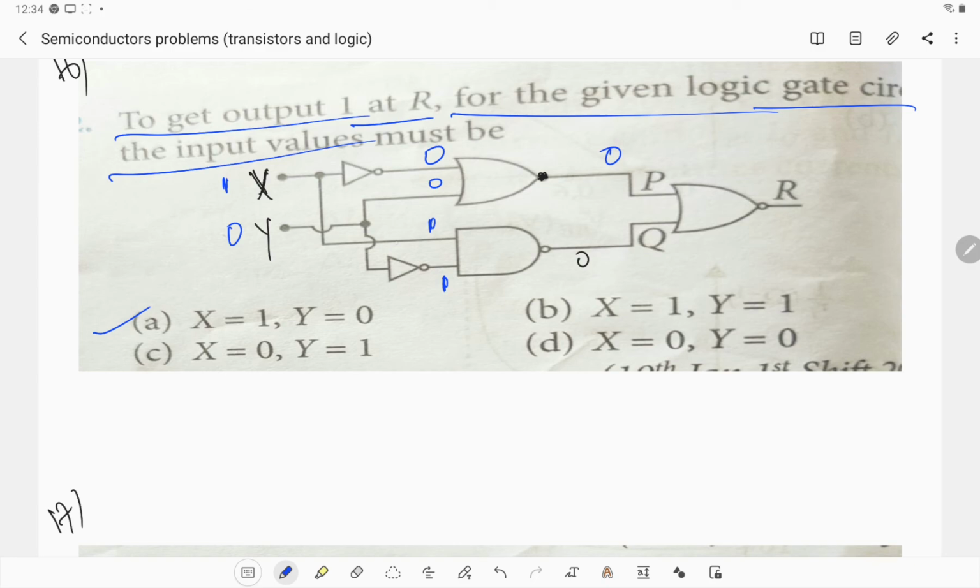And for this one, this is x = 1. 1, 1. It is a NAND gate, 1 into 1, 1, but NOT 1, here is 0. Therefore, this is a NOR gate, 0 plus 0, 0, but NOT 0, 1. Therefore, R is 1. Therefore, in the options, x is equal to 1, y is equal to 0.